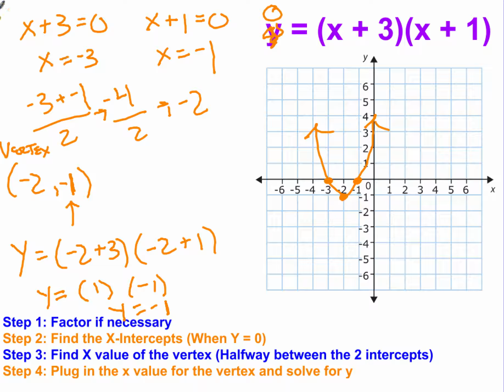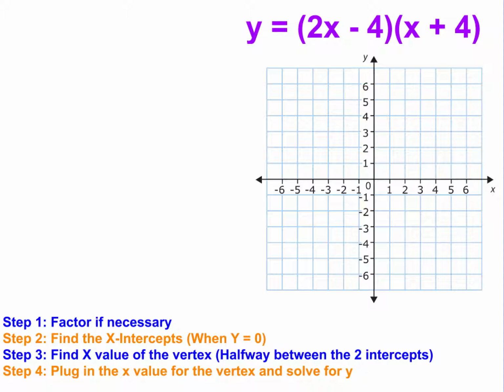All right, now let's look at another one. Same exact thing. So what you would do is you would first factor if necessary. I don't need to factor, it's already in intercept form. So then I find my x-intercepts first. So if I plug in 0, I can solve an equation for when y is 0. So I'll have 2x minus 4 equals 0.